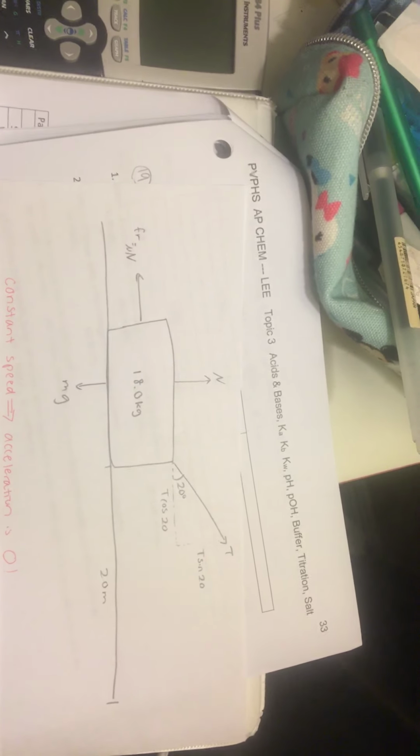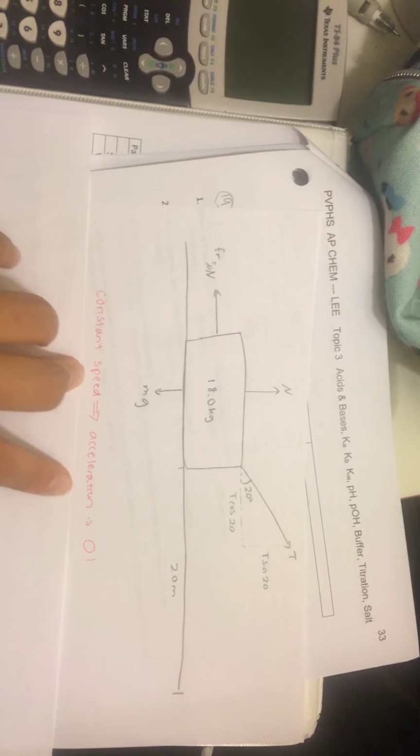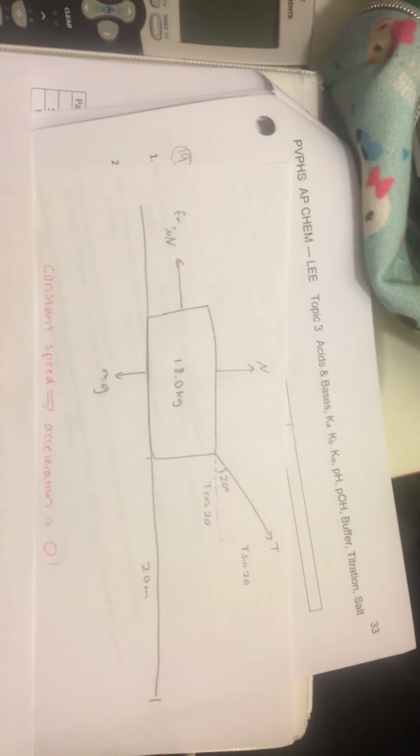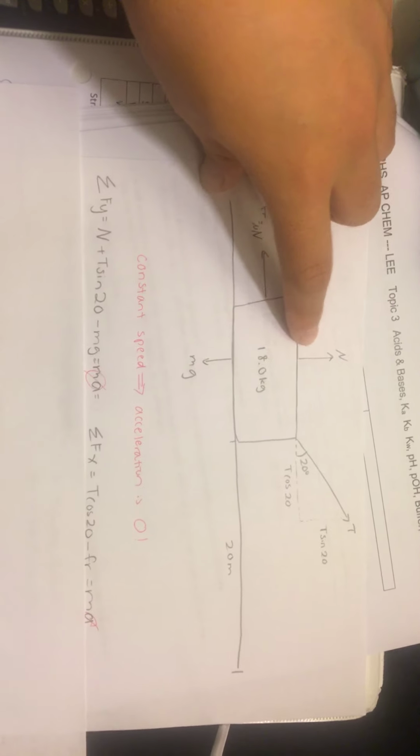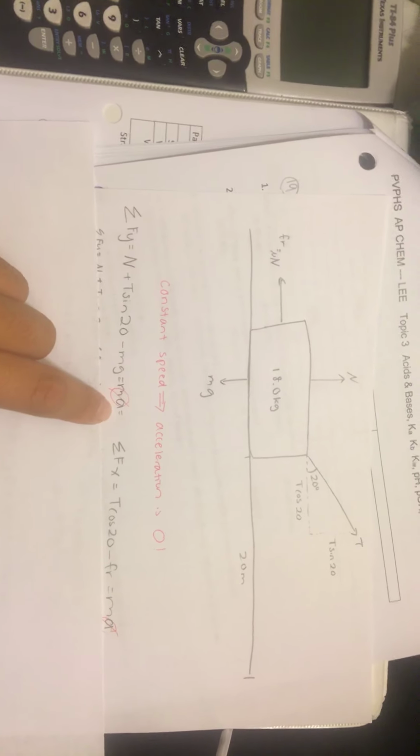In order to first solve this problem, you should know that since this sled is traveling at a constant speed, the acceleration is 0. So the first question asks, what is the tension in the rope? You want to write out the force equations for the y and x. So for the force in the y direction, there's a normal force plus the tension sine 20 minus the gravity, and because the acceleration is 0, that would equal 0.